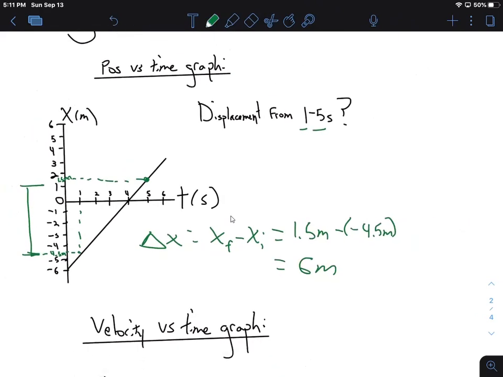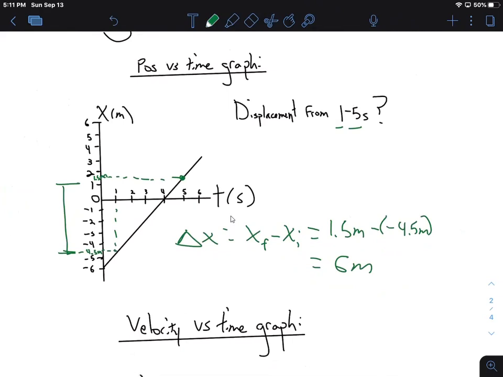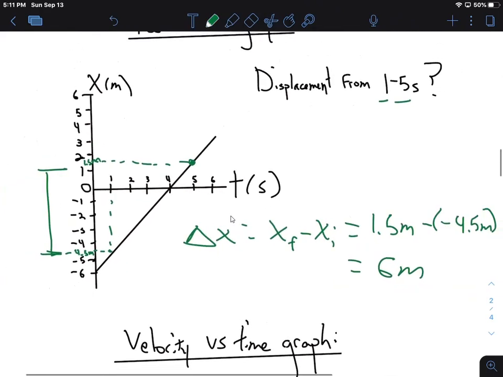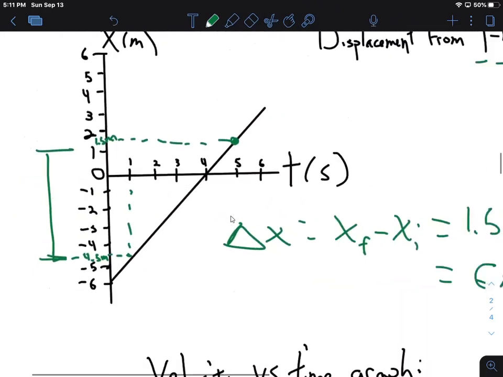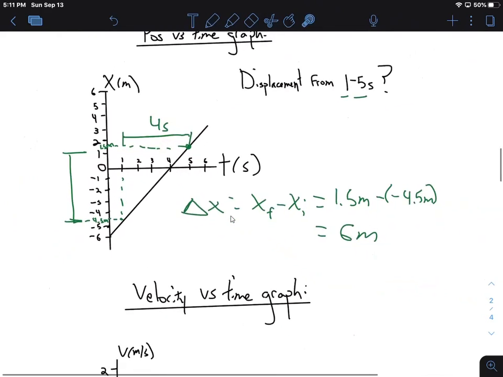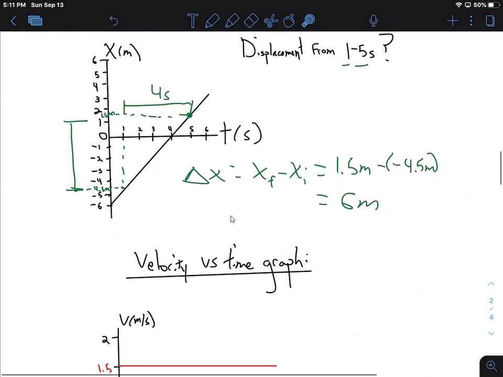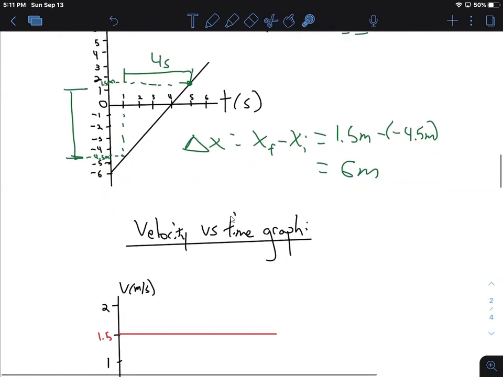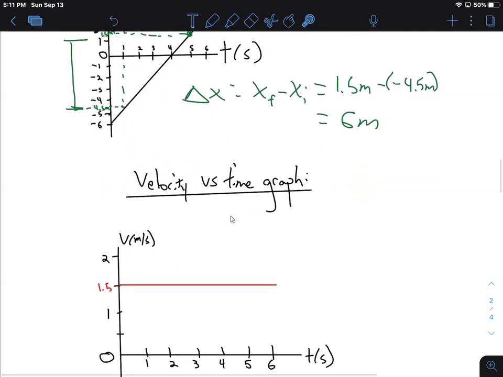So I go up 6 meters from 1 to 5 seconds. If you did the slope calculations, you would find the velocity in this case: I go up 6 meters. I did that from 1 to 5, so that's a run of 4 seconds, going from 1 second to 5 seconds. So don't make the mistake of saying 0 to 5 here. 6 meters over 4 seconds is 1.5 meters per second.